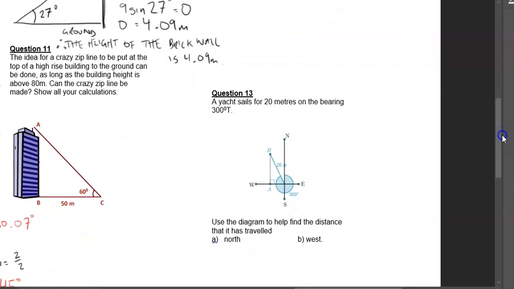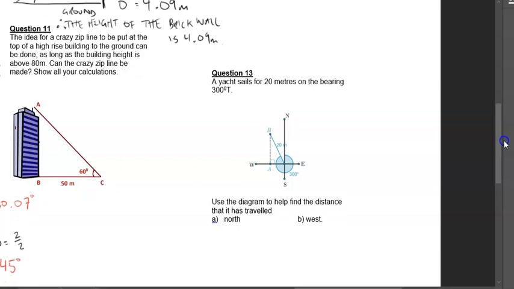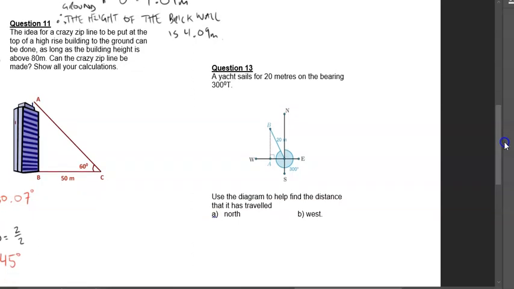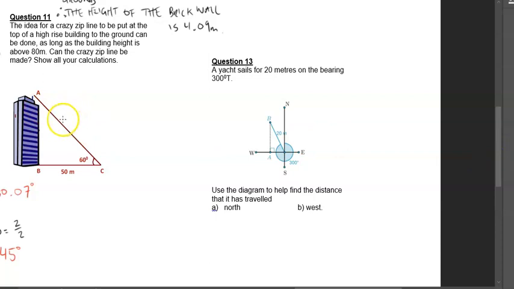Question 11. The idea for a crazy zip line to be put at the top of a high-rise building to the ground can be done as long as the building height is above 80 meters. Can the crazy zip line be made? Show all your calculations. This is what happens when you're creating a practice test at 11:30 at night. Come up with some delirious type questions.